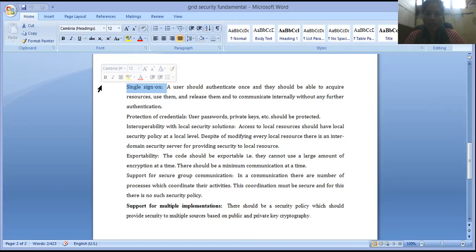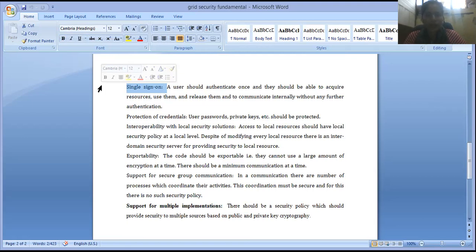So a user authenticates once, and they should be able to acquire the resources. If they have logged in, then they can access the resources, use them and release them, and communicate internally without any further authentication, isn't it? They are not required to authenticate themselves again if they have already logged in. Authenticate means only one time.